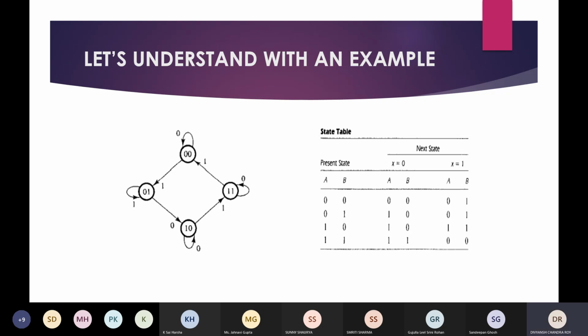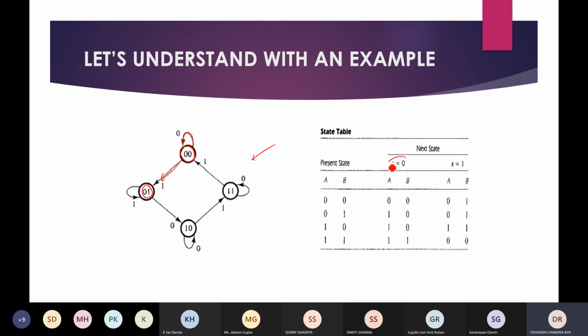Now this is an example to understand the design procedure of a sequential circuit. We have a simple state diagram, and for that we write a state table. Again, if we see here, the state is 0 0, and if the input is 0, then I will be at 0 0 state, and if the input is 1, then I will be going to a new state, that is 0 1. The same thing is represented here.